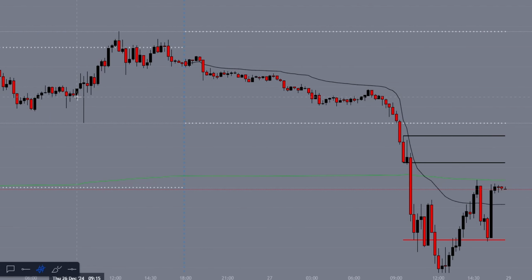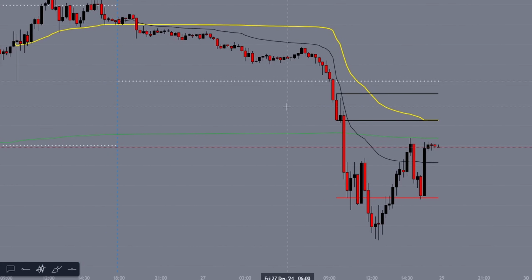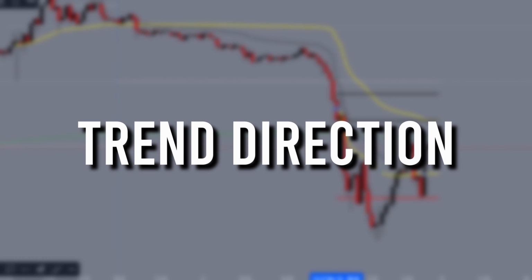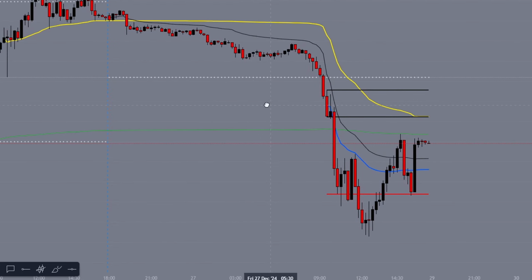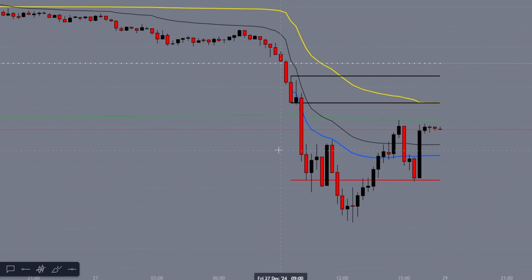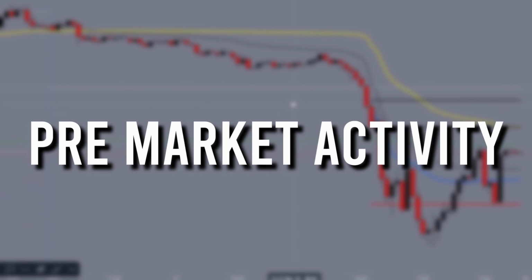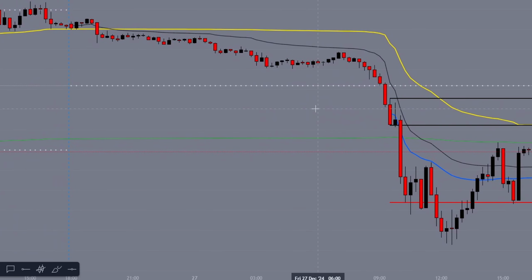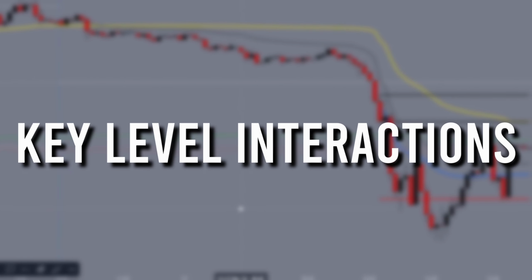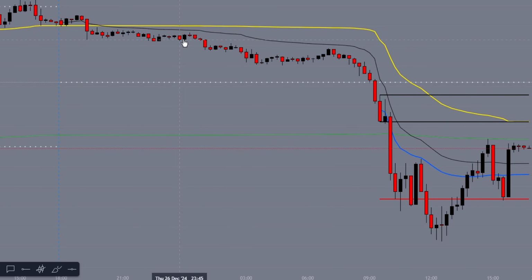First, pull up your 15-minute chart. This is where your trade actually starts, not on the 2-minute chart where most traders begin. We're looking for 3 specific things: overall trend direction. Are we making higher highs and higher lows, or the opposite? Pre-market activity. This sets the tone for the entire session. Key level interactions, especially with the daily, New York, and previous day's New York VWAPs.